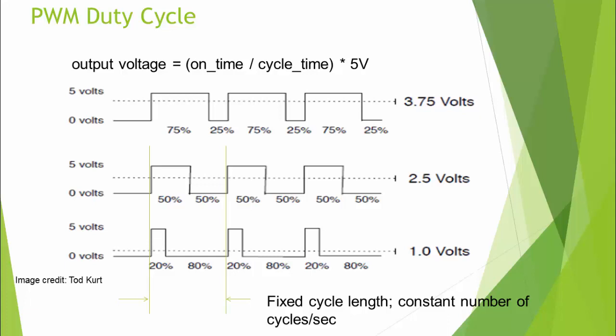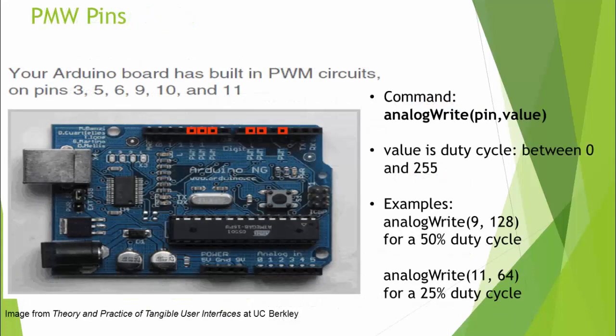So in the top case, it seems like our device is receiving 3.75 volts. In the middle case, it seems like 2.5 volts. And in the lower case, it seems like 1 volt. How do we achieve this?